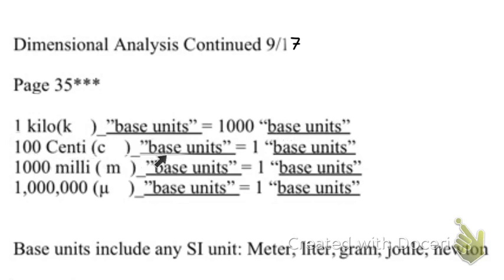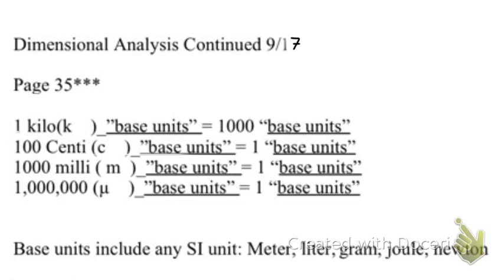100 centigrams, because grams are a base unit, is equal to 1 regular gram. 1,000 milliliters, because liter is a base unit, is equal to 1 liter. So those base units are interchangeable with meters and liters and grams and joules and newtons, but the prefixes will always remain the same. So 100 centi anythings will equal 1 base unit. 1,000 milli anythings will equal 1 base unit.